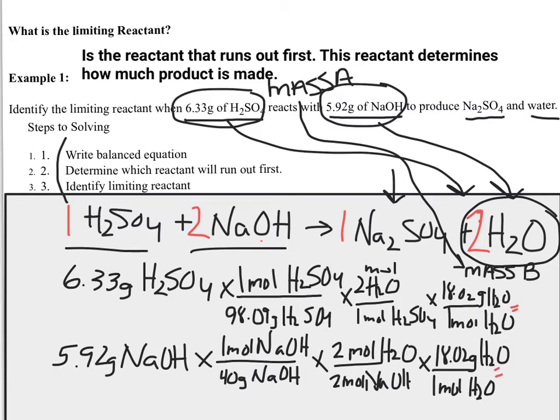All right, if I do the math, I end up with sulfuric acid all being used up. I should get about 2.33 grams of water if I plug this in my calculator and I use up all 6.33 grams of sulfuric acid. If I use up all 5.92 grams of sodium hydroxide, put that in your calculator, it says I would make about 2.66 grams of water. All right, so by using our stoichiometry, we figured out that if we use all sulfuric acid, we make 2.33 grams. If we use all sodium hydroxide, we make 2.66 grams.